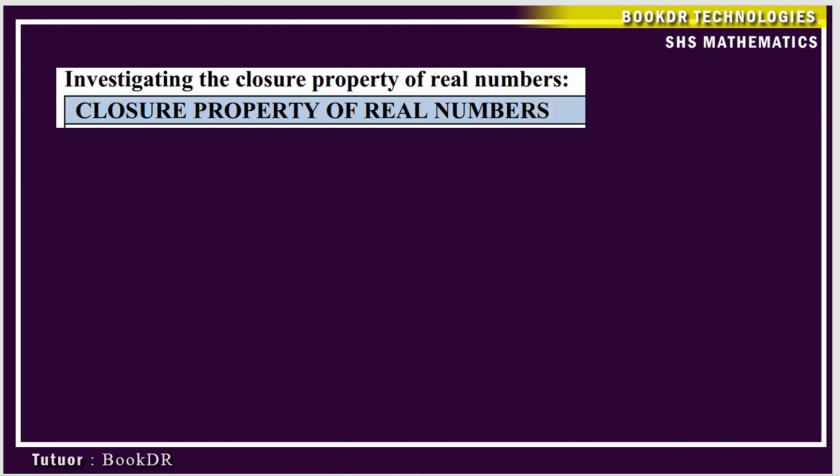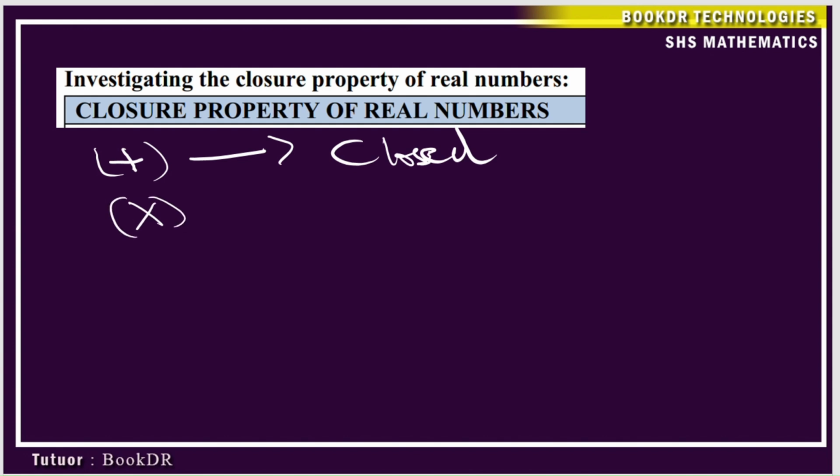We shall also investigate the closure property on real numbers. First, we'll look at addition. When two real numbers are added, the result is always a real number. And as such, addition is closed under real numbers. Then multiplication. When two real numbers are multiplied, the result is always a real number.